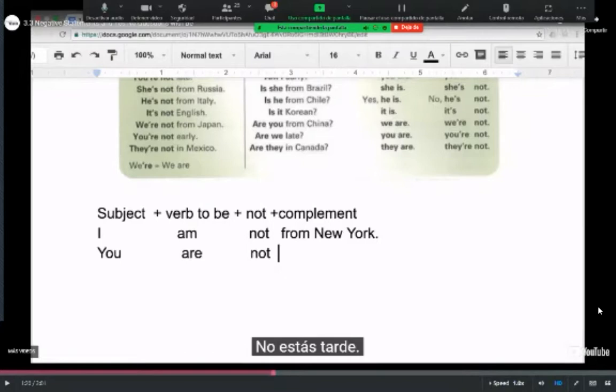All right? You are not. Right? You are not. He is not. She is not. Right? Always using contraction. We always recommend you to use contraction, okay? Okay. Can you give an example of a negative? A negative. Can you give an example of a negative?